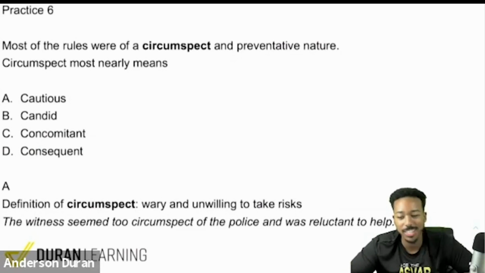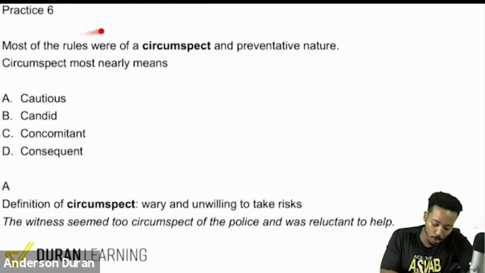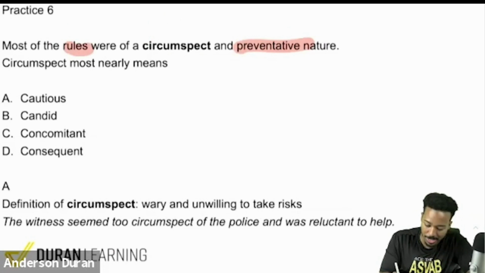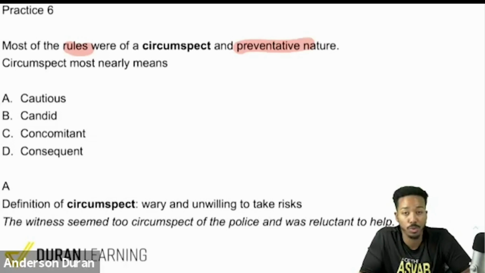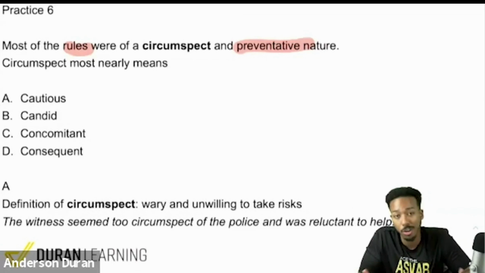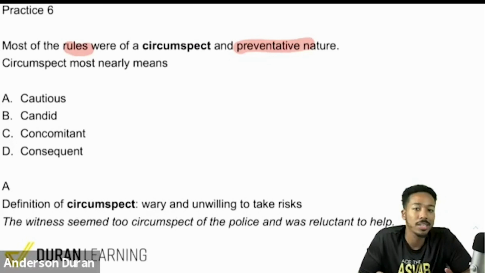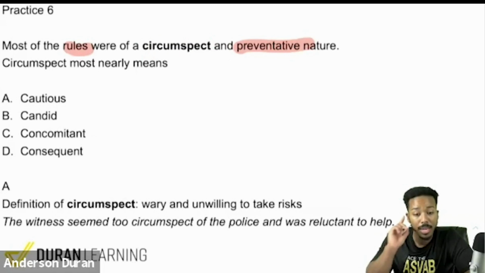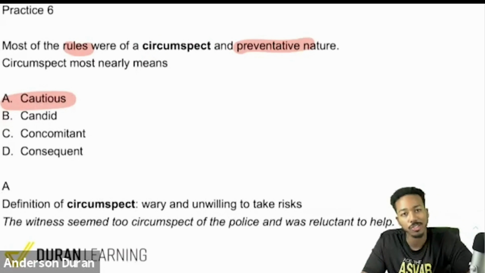We can take a look here and say, hey, look, most of the rules were of a blank and preventative nature. So when we think of rules preventing, what are rules meant to prevent? Well, violations of those rules, which usually leads to someone getting hurt or someone being disadvantaged, right? It's to prevent harm to somebody else, whether physical, emotional, or mental. And so when we think of it that way, we can make a pretty good case here that even if we've never seen the word circumspect before, the sentence sounds like they're trying to be cautious. And so there it is.